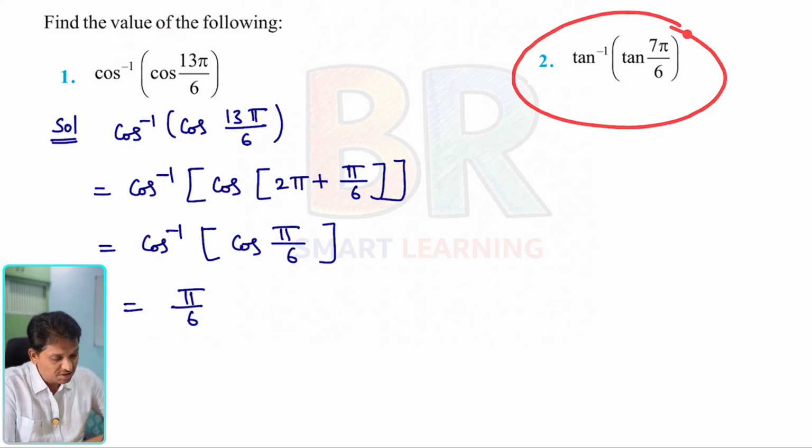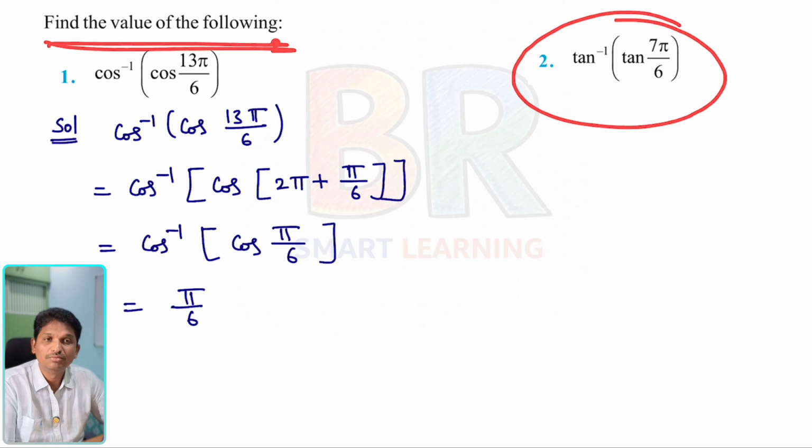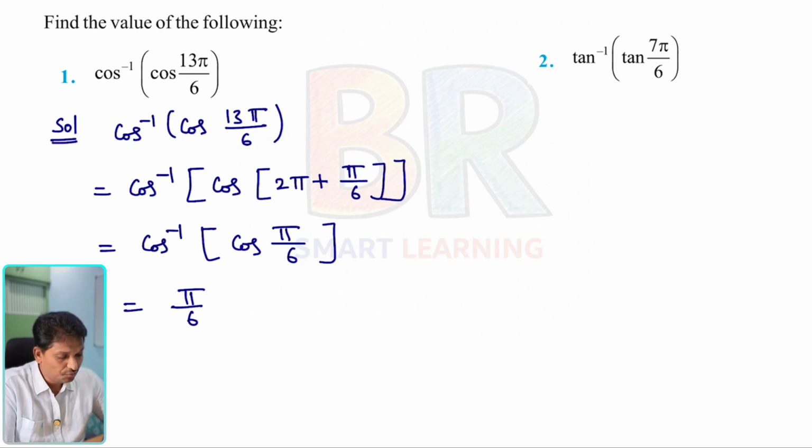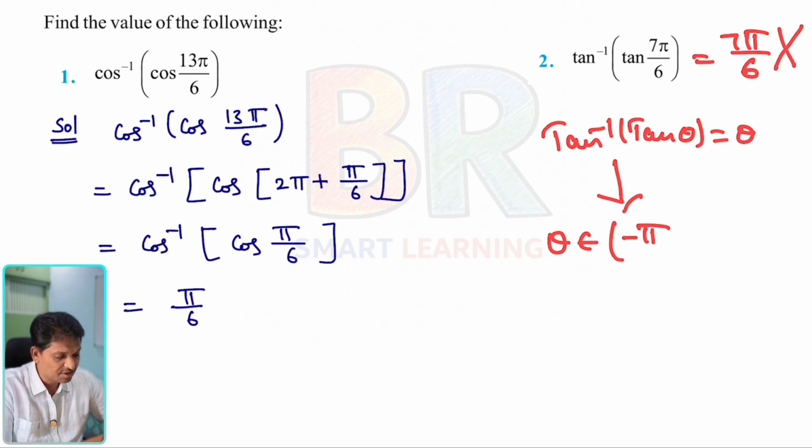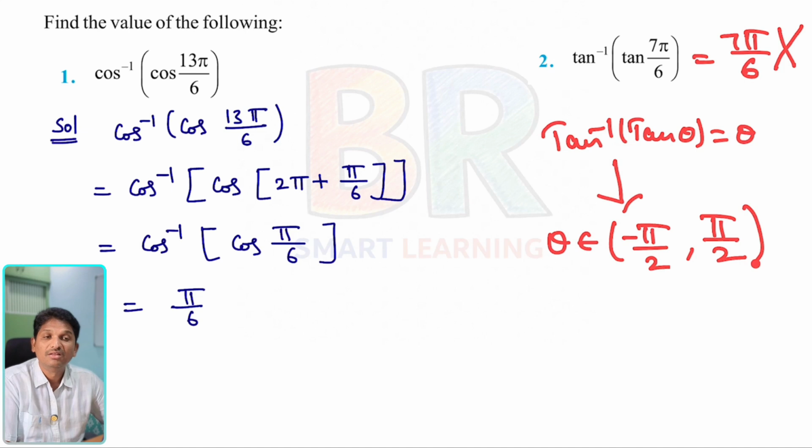You see the second question. This is also find the value. What do you feel you need to find? It looks like tan inverse of tan theta. Tan inverse of tan theta is theta, so you may suppose that its answer is 7 pi by 6. No, this is wrong. This formula holds good only when theta belongs to the principal solution interval of tan inverse that we've been discussing from the beginning of this chapter.